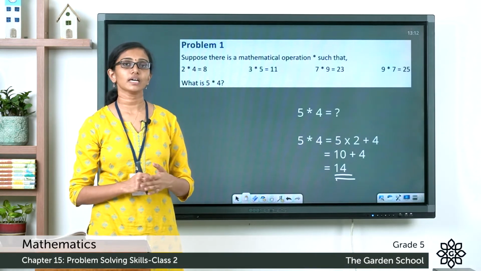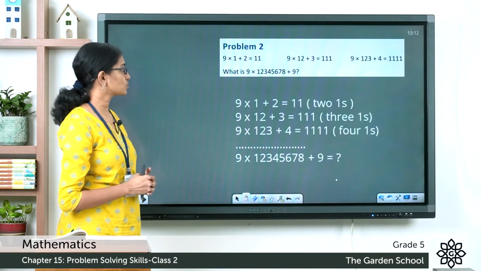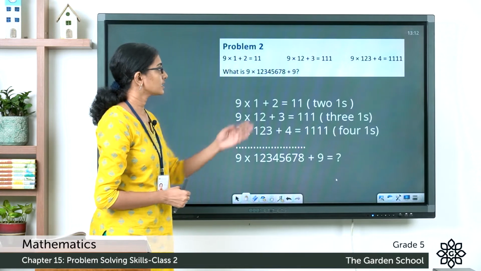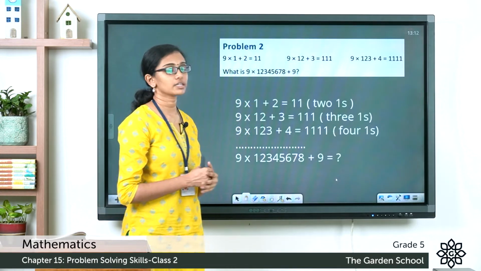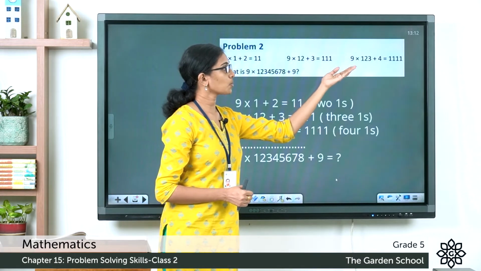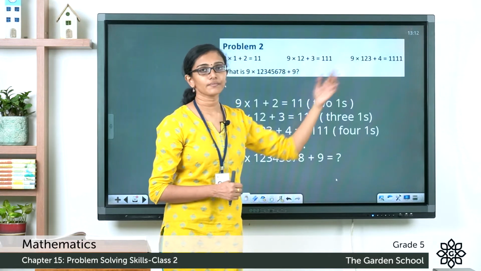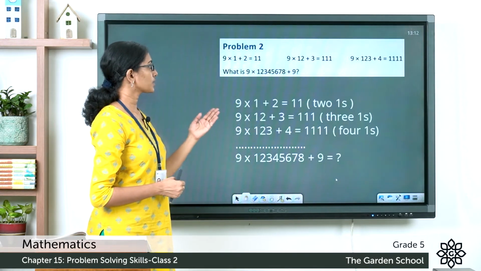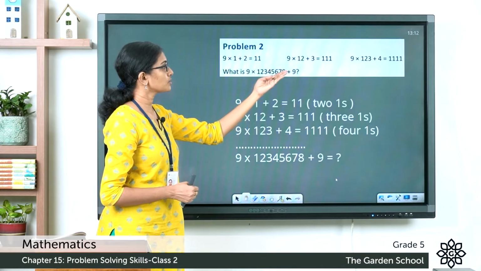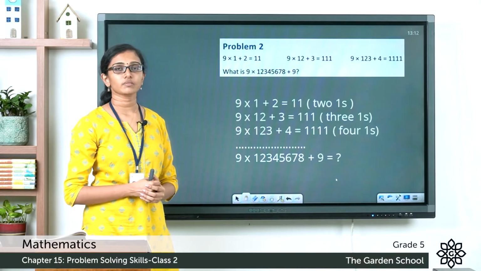Now let's have a look at another example. The second one. 9 into 1 plus 2 is equal to 11. The next fact is 9 into 12 plus 3 is equal to 111. The next one is 9 into 123 plus 4 is equal to 1111. And you need to find out what is 9 into 12345678 plus 9. So this is the data that we are given.